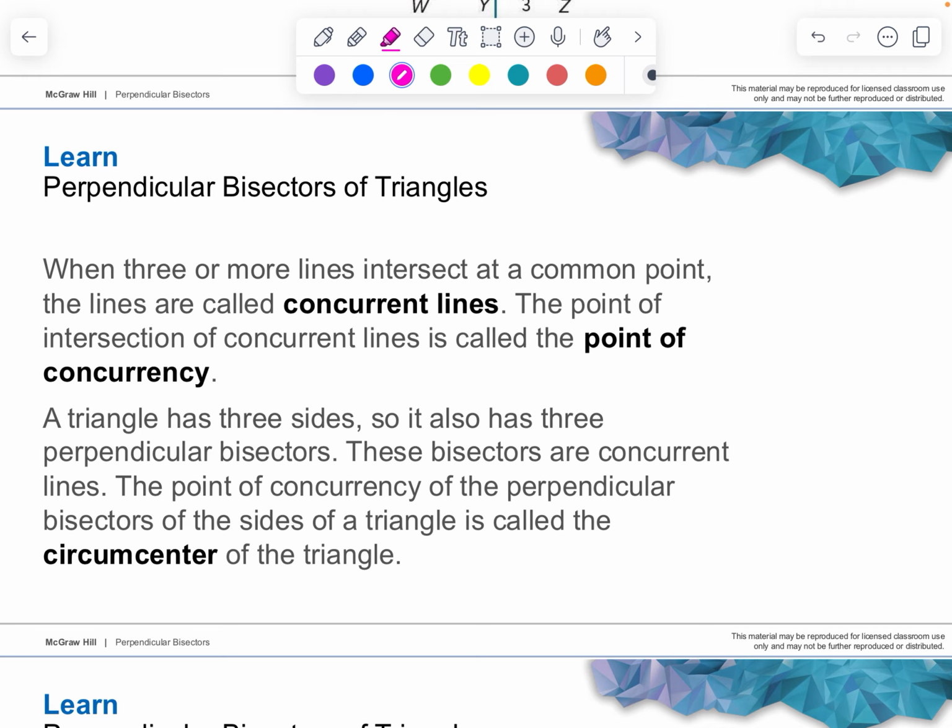I'm excited about this. When 3 or more lines intersect at a common point, the lines are called concurrent lines. The point of intersection of concurrent lines is called the point of concurrency. A triangle has 3 sides, so it also has 3 perpendicular bisectors. These bisectors are concurrent lines. The point of concurrency of the perpendicular bisectors of the sides of the triangle is called the circumcenter of the triangle.